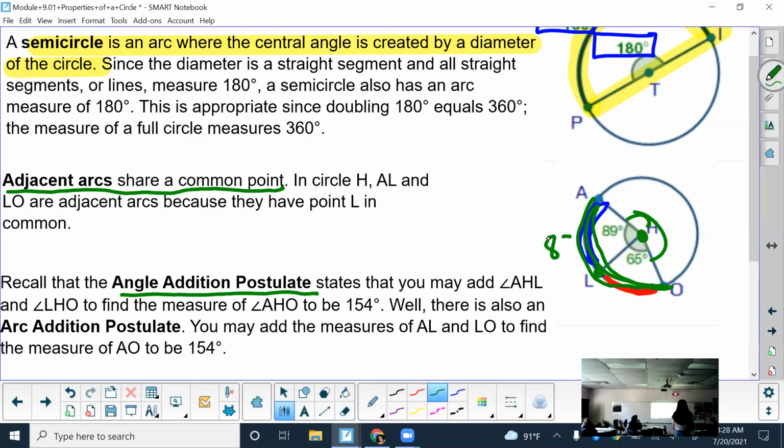You would have 89 plus 65. So if I needed to know the arc of AO, I would add them together and get 154. Any questions? All right, so 89 plus 65 is how I got the 154.